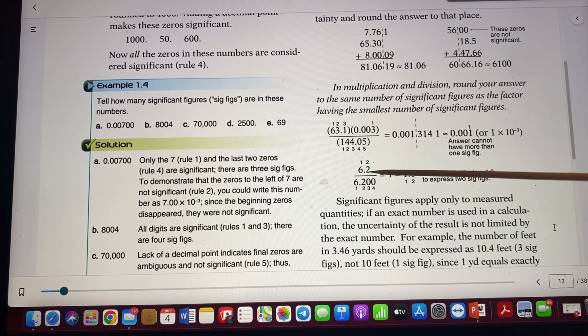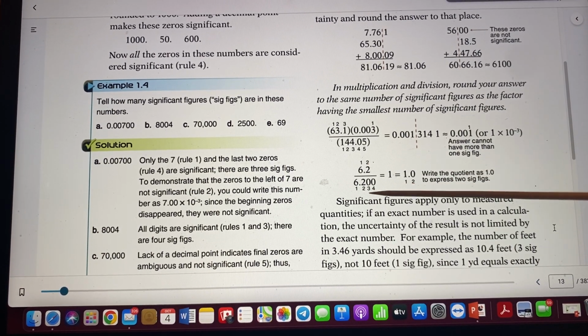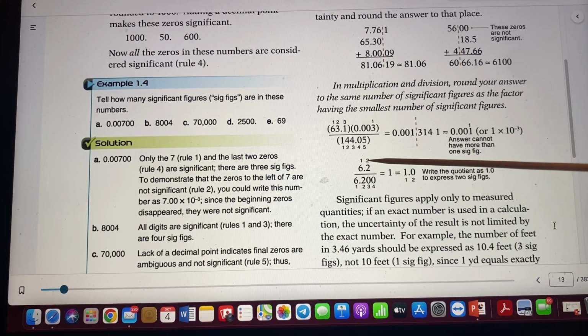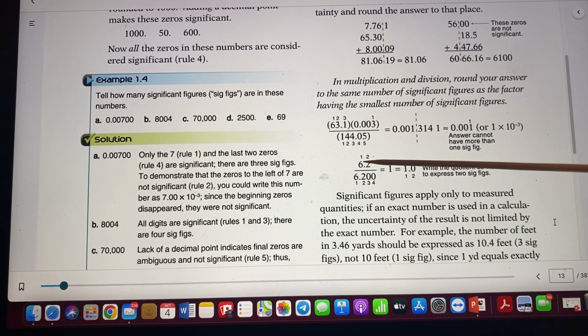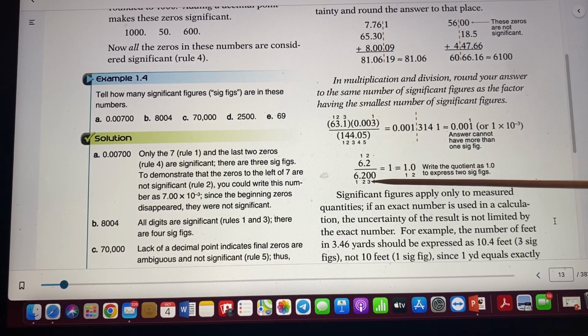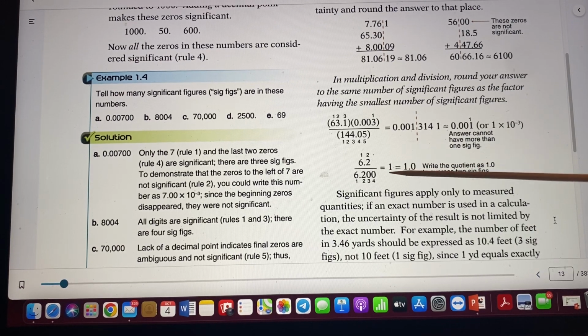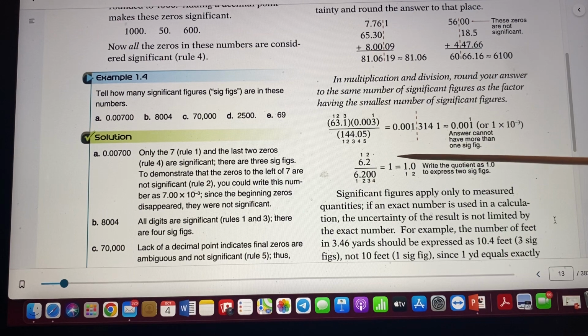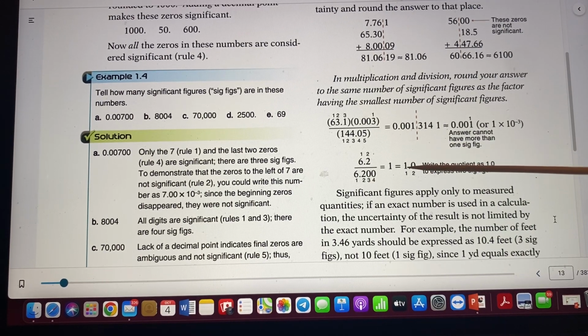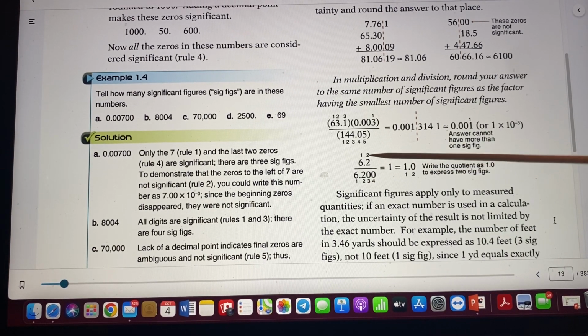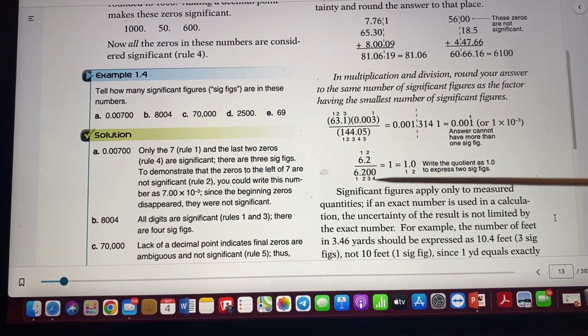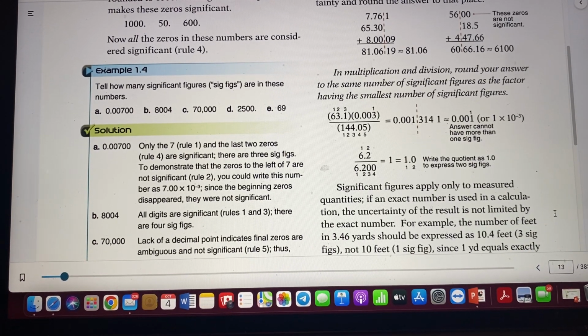Okay, here's another one. 6.2 has 2 sig figs, and this is 4 sig figs at the bottom. So we go with the least number, so we want 2 sig figs when we're done. So if you divide this out, you get 1. Well, 1 only has 1 sig fig, and we want 2 sig figs. So we add a decimal point, 1.0. Now we have 2 sig figs, matching the least one. Okay, so you got that?